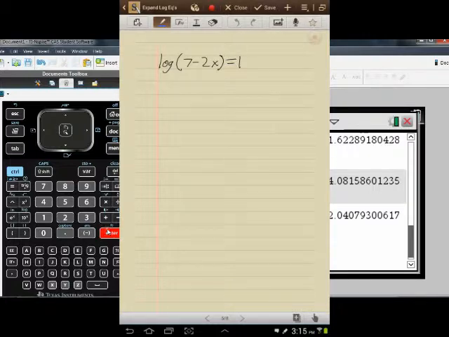Log of 7 minus 2x equals 1. Again, it's a common log. Well, 10 to the 1st is just 10, so we don't even need to do anything else there. Subtract 7. Divide by negative 2. x equals negative 3/2.